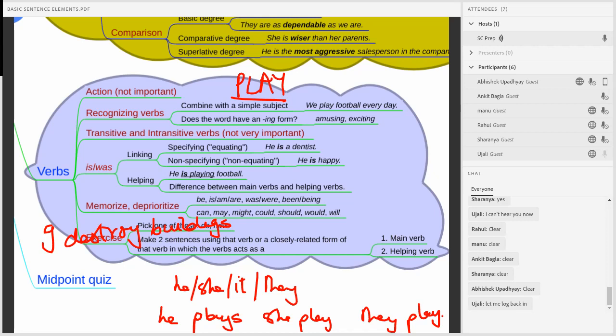All right, guys. So for now, let's continue. When we say I destroy buildings, right? Buildings is something called the object of the verb.